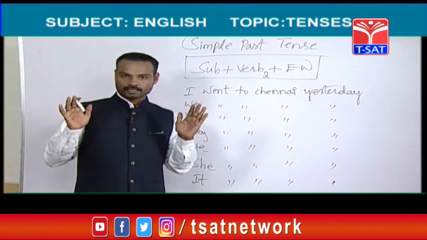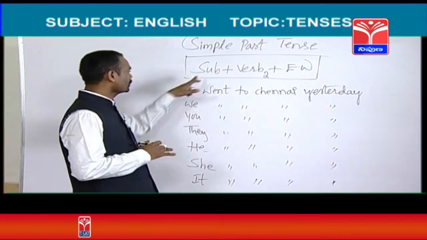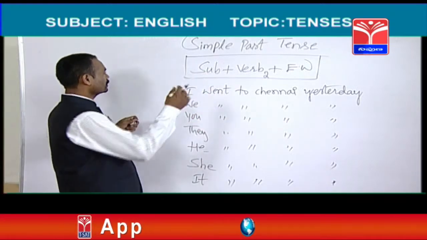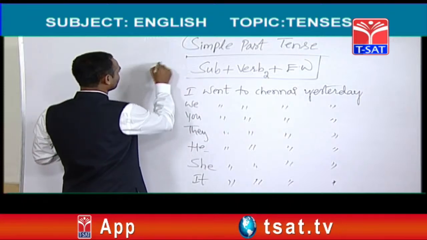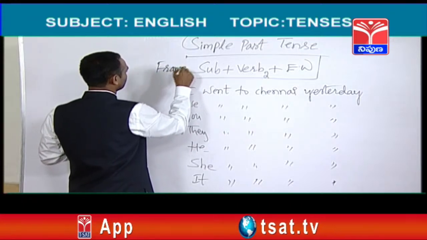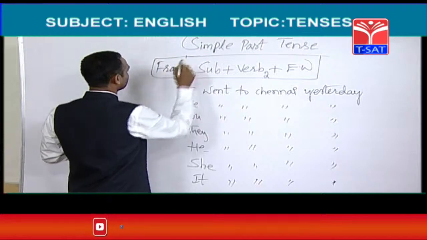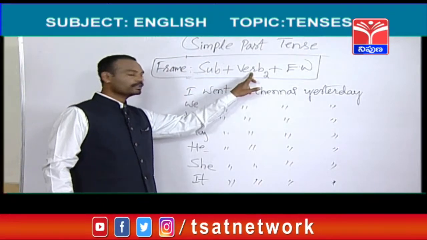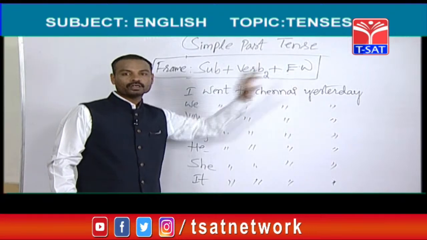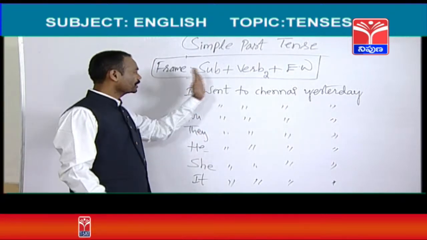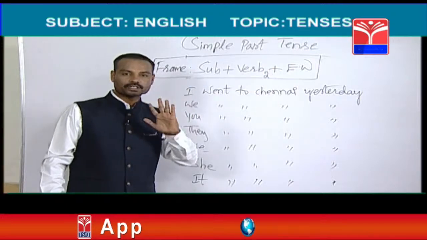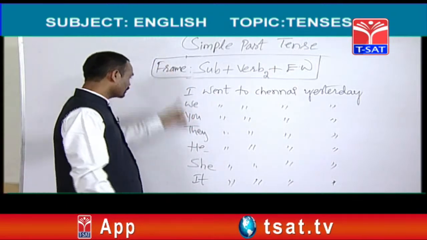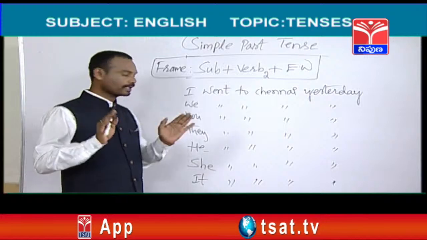Now if you want to write sentences in this tense, this is the frame. You can say this is the frame or it is called structure, either frame or structure. You can name it whatever you wish. Okay, first subject plus verb second form, then EW for extra words. Subject plus verb second form plus extra words. So this is the frame to write sentences in this tense.